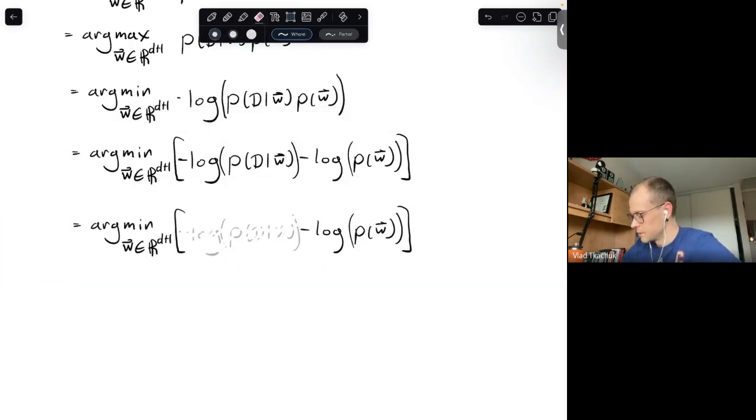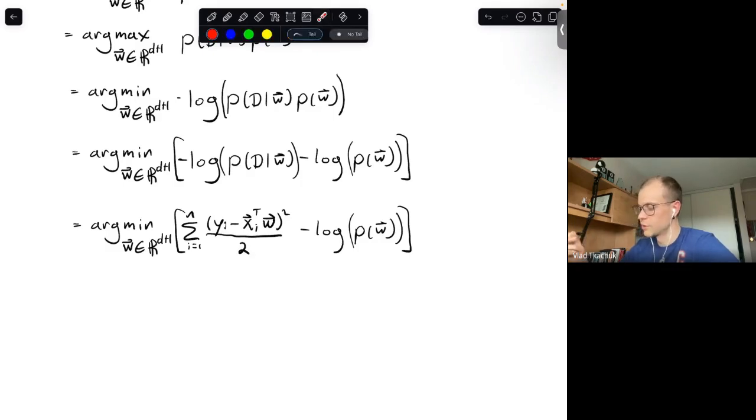And what we got there was that this is equal to the sum from i equals 1 to n of (yi minus xi feature transpose w) squared over 2. Okay, and also very similar to the previous example, where here this used to be mu, now it's this linear relationship for the mean, so it should make sense.